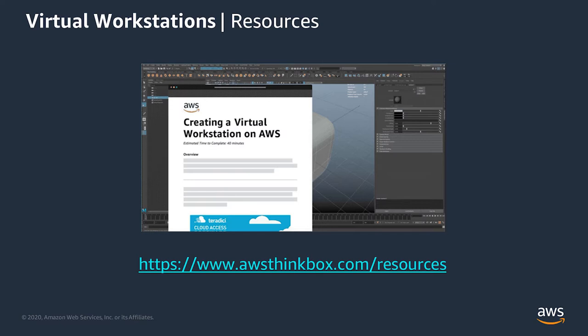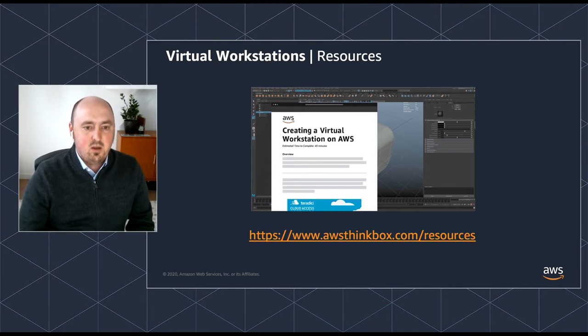So this has been a really exciting last 12 months or so. And we've been really happy to be able to help studios that have been looking to transition away from being centralized in a central space, given everything going on, of course, as well as look to the future on how they become a more global studio moving forward. So that covers our virtual workstation section.